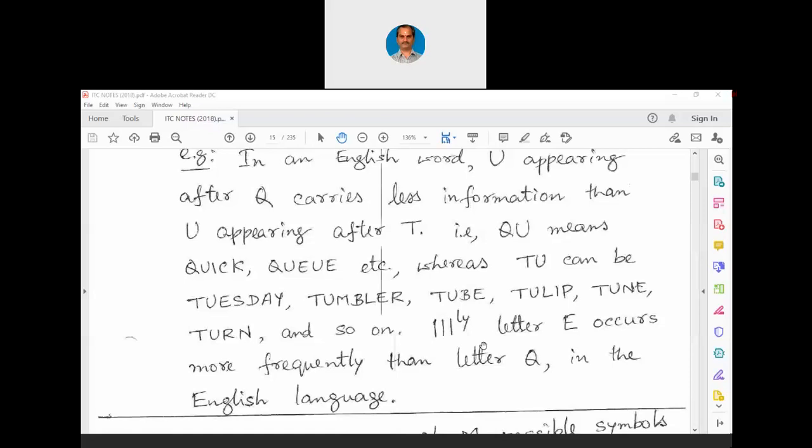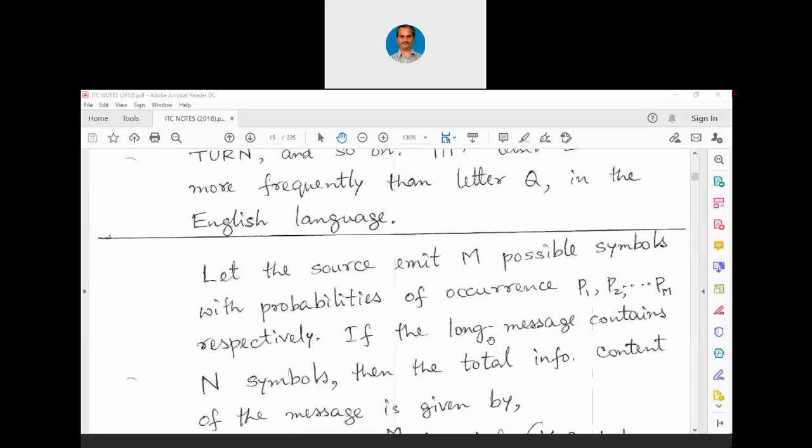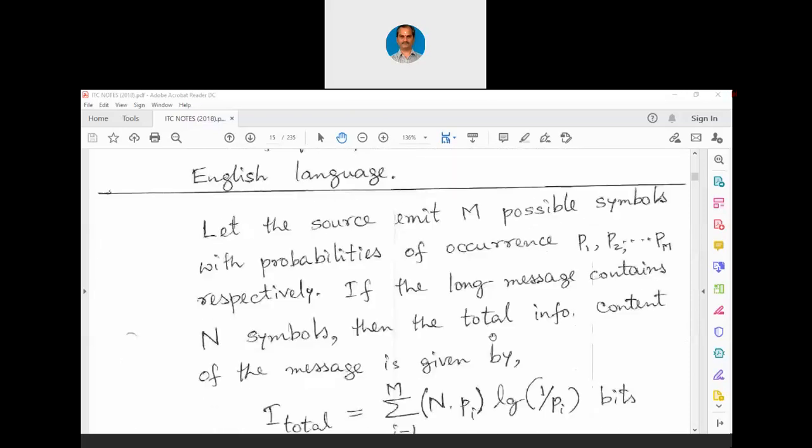Similarly, letter E occurring is more frequent than the letter Q occurring. So if at all we have to use a bit for a single alphabet, E can have fewer bits, Q can have more bits. That way we save the number of bits. Okay. Now based on this example, let me elaborate a little further.